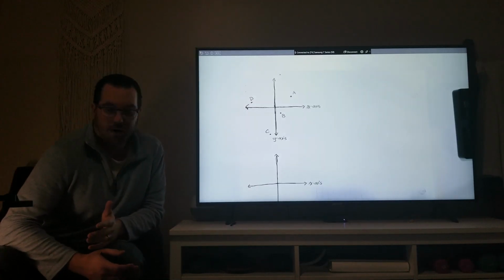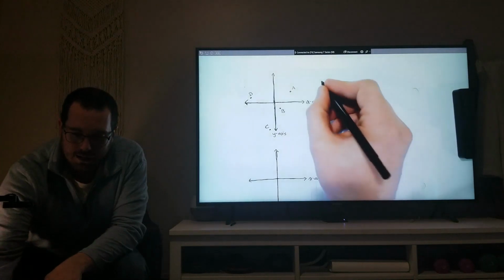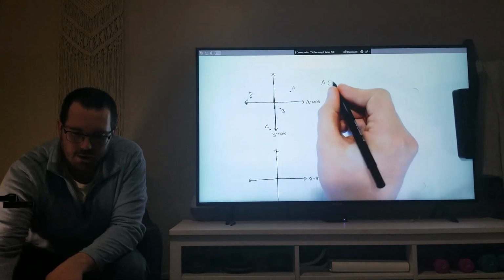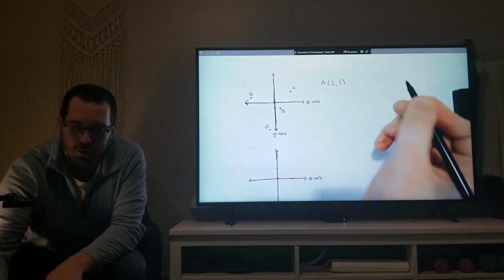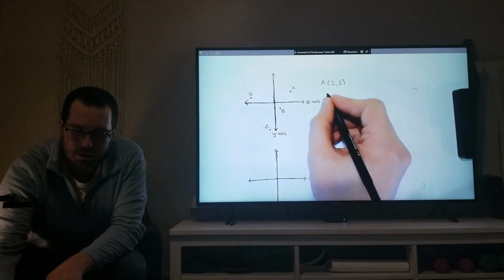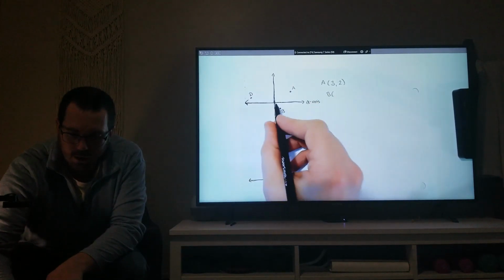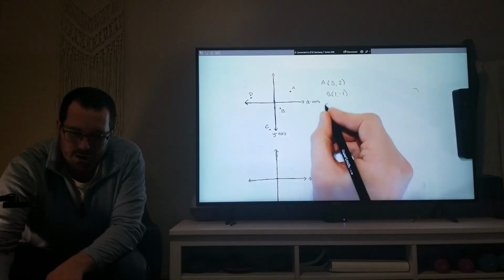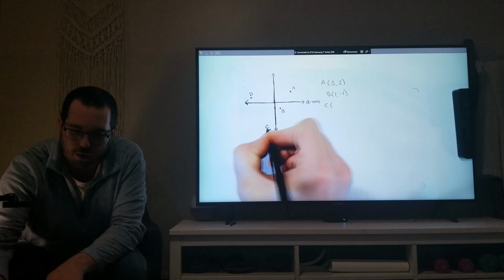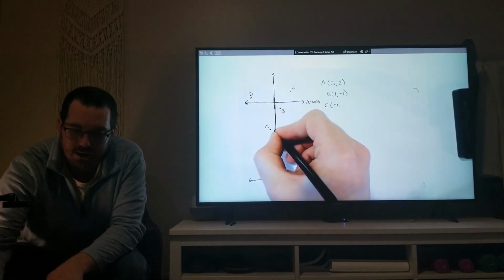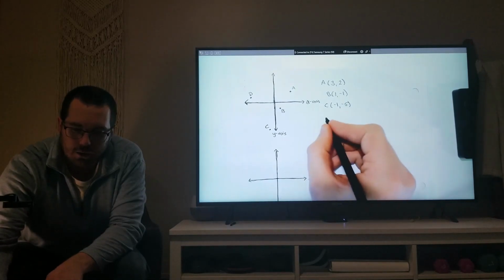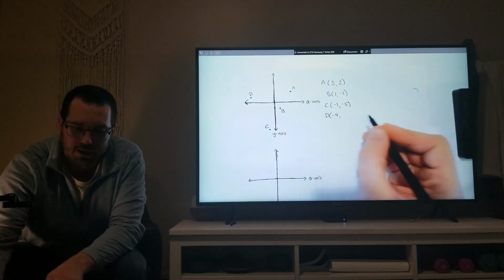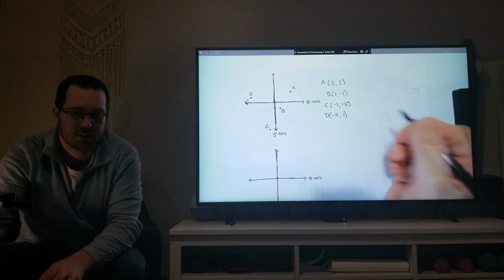And just to write those down as a bit of a refresher from last time, our point A is at coordinate 3, that's the X, comma 2, and that's the Y. Our B is at coordinate 1 on the X and -1 on the Y. Our C is at coordinate -1 on the X and -5 on the Y, whereas our D is at -4 on the X, that's how far left or right it is, and +1 on the Y-axis.